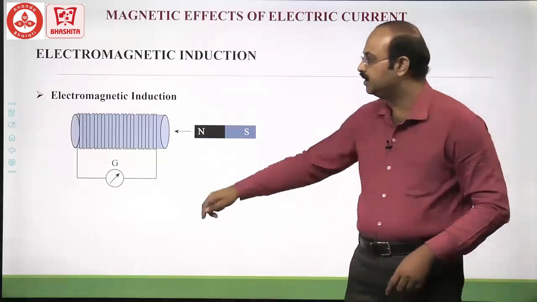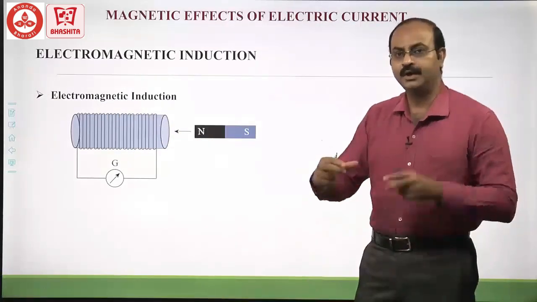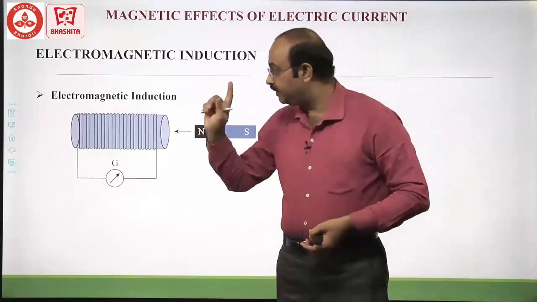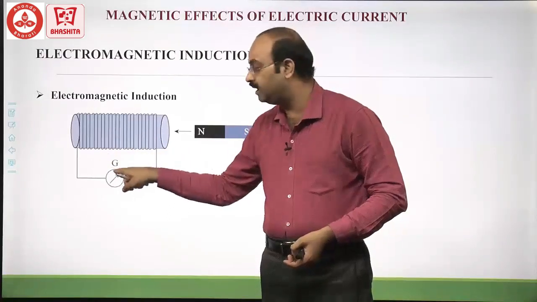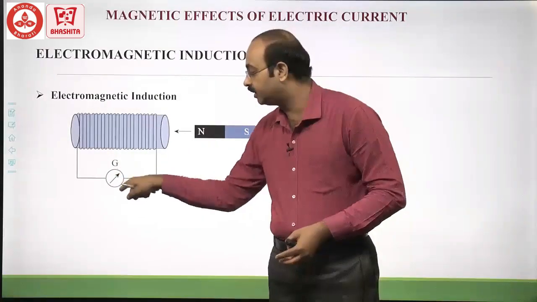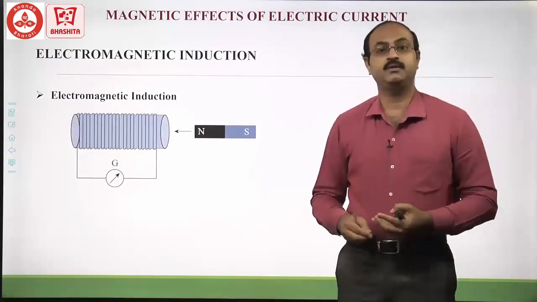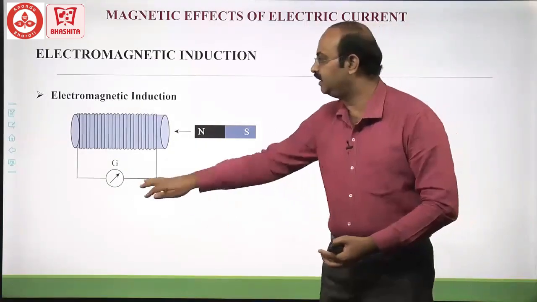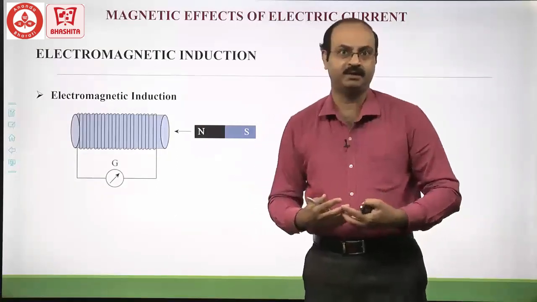For example, if you wind an insulated copper wire on an insulating tube, say a plastic tube, please remember that you are not connecting this copper wire to any cell or battery, but rather to a galvanometer. Now what will a galvanometer do? It can detect if there is any current in this particular coil.